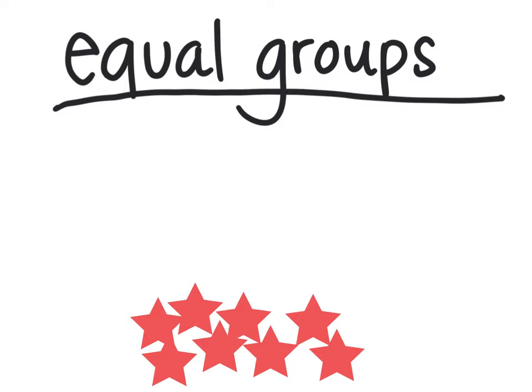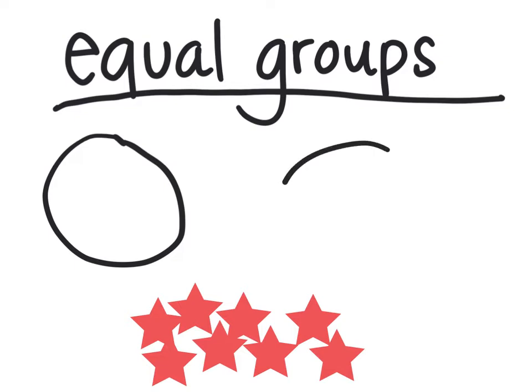When I have an object and I want to split it up equally, meaning there's the same amount in each group. Okay, so I have these stars here. Let's pretend they're candy stars. And I want to give some to my brother, but I want to make sure my brother and I have the same amount because we like to be fair. So this circle is for me. And this circle is for my brother.